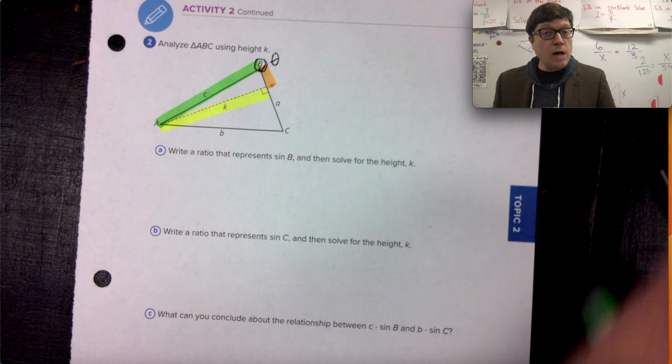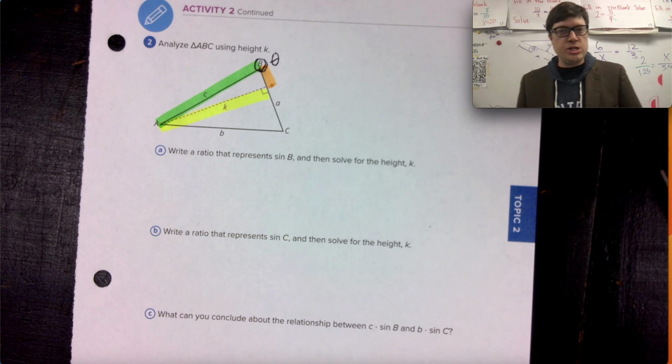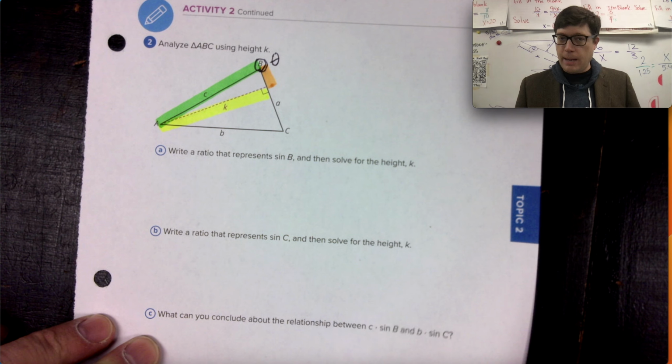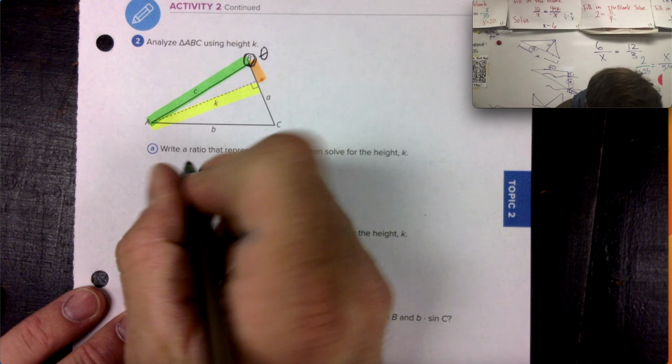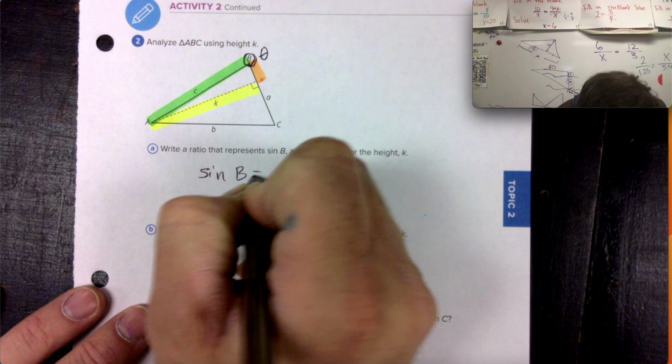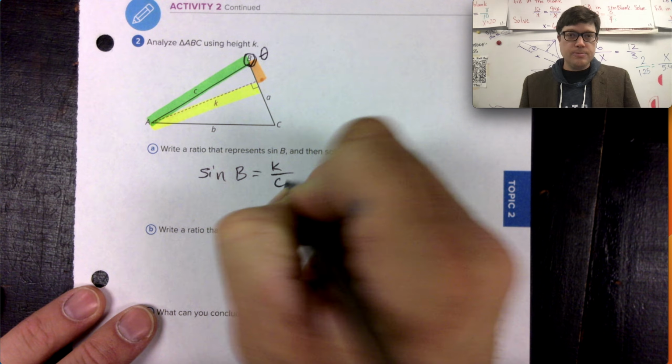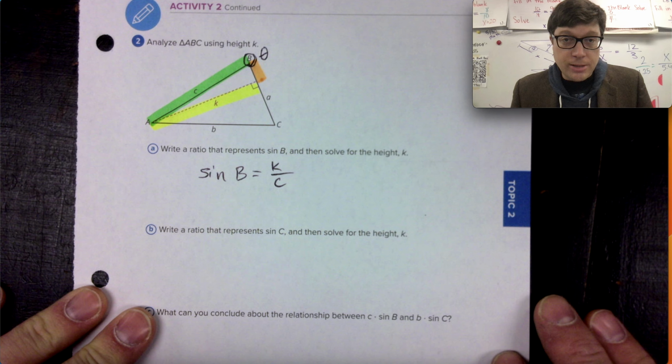But this is law of sines. We're not really focused on the adjacent sides, only on the opposite and the hypotenuse, because sine is opposite over hypotenuse. In this case, K over C.